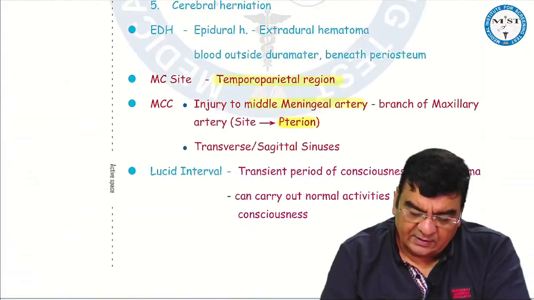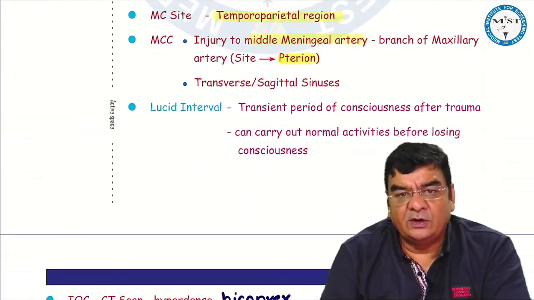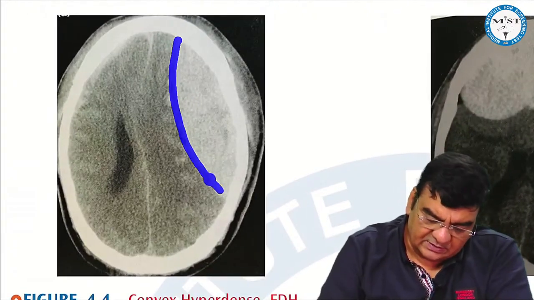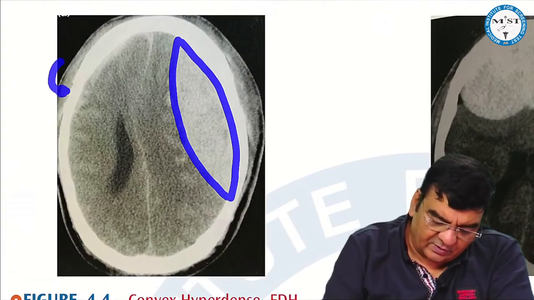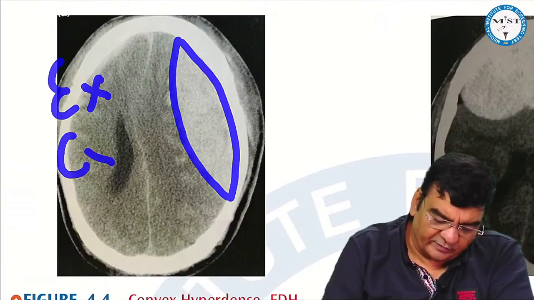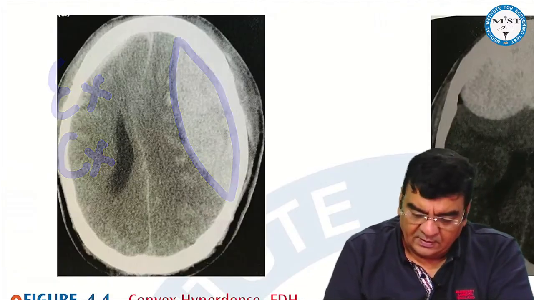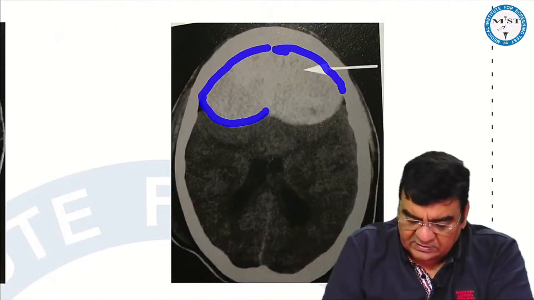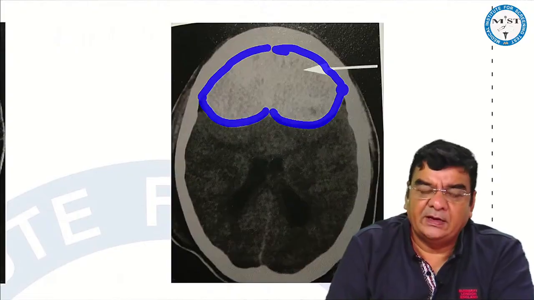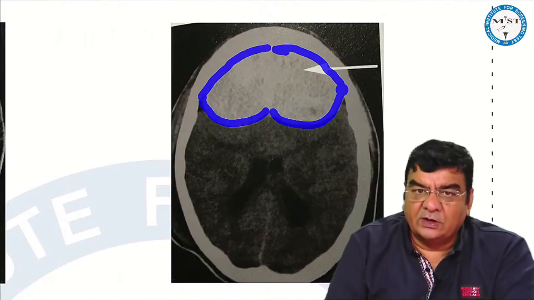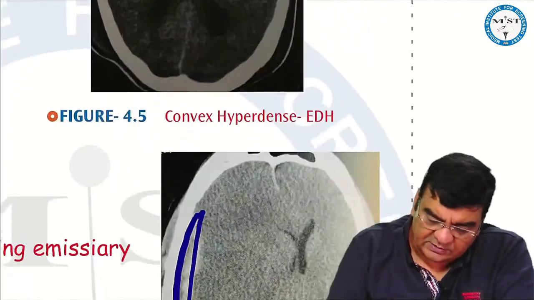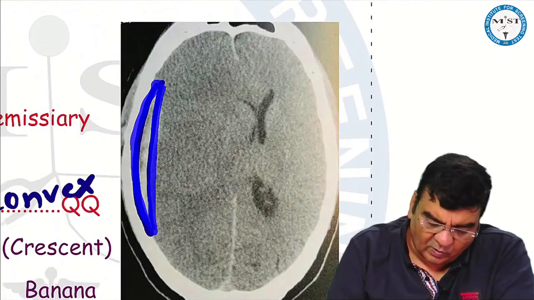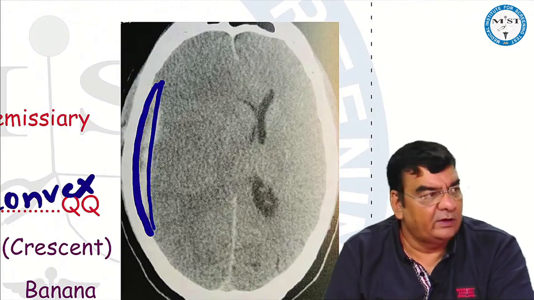When we do a CT scan, then extradural hematoma appears hyperdense biconvex. The spelling of extra has an X and convex also has an X. What we are seeing is a bilateral biconvex, so it's a bilateral extradural hematoma. However, subdural hematoma appears hyperdense concavo-convex or convexo-concave.